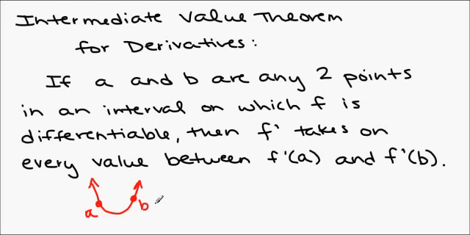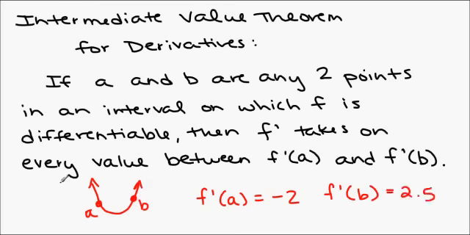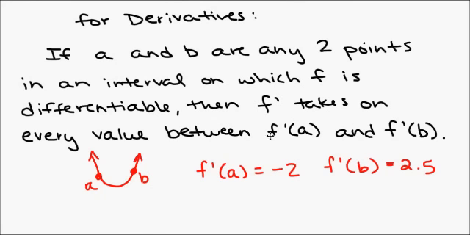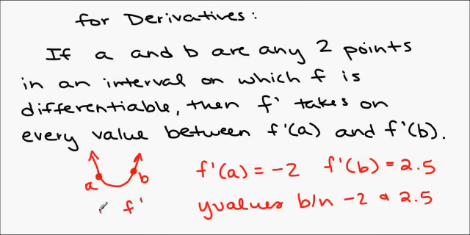Then f prime takes on every value between f prime of a and f prime of b. So basically right here, if my slope was like a -2, so f prime of a maybe is a -2, and f prime of b, it's going to be a positive number. Maybe this is like a +2.5. Then f prime, the derivative, definitely has a value everywhere between -2 and 2.5. Okay, so you're going to have y values between -2 and 2.5. So f prime of x for this function.